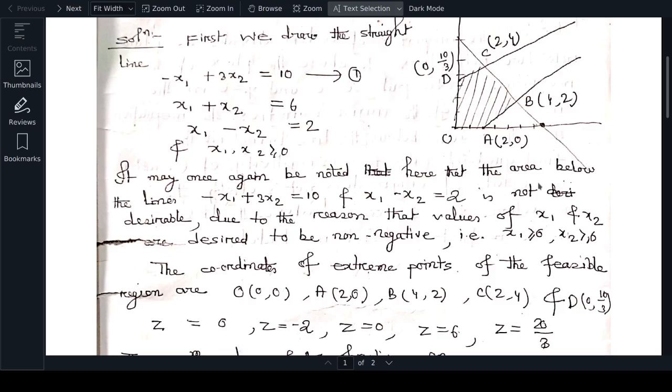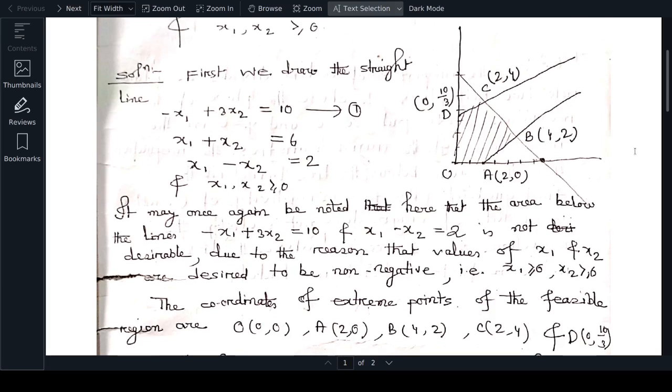The lower one. Why do we consider the lower one? Yes, good.